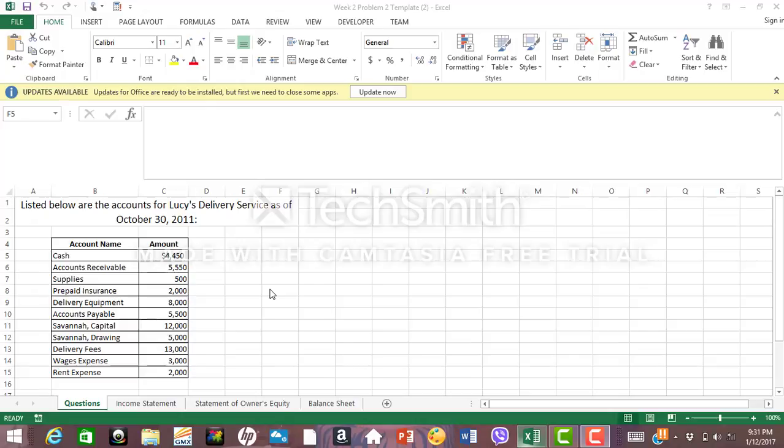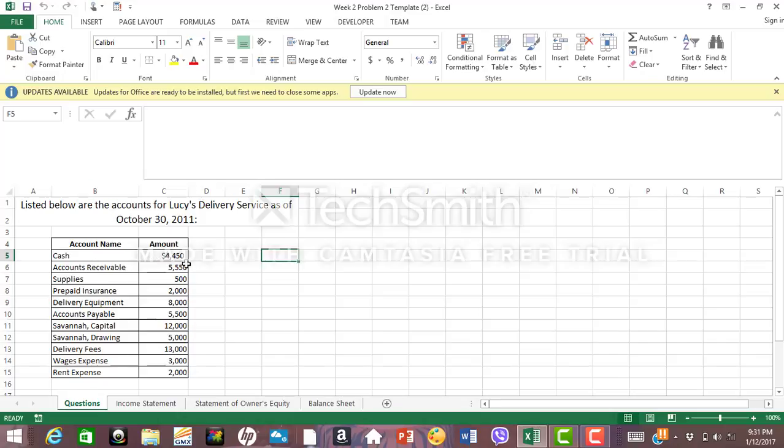This is week 2, problem 2, and it basically asks you to make an income statement, statement of owner's equity, and a balance sheet based off of your ending balances of the different accounts. And so if we take a look at this, we have each account.